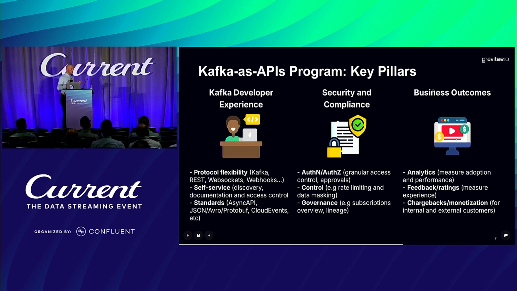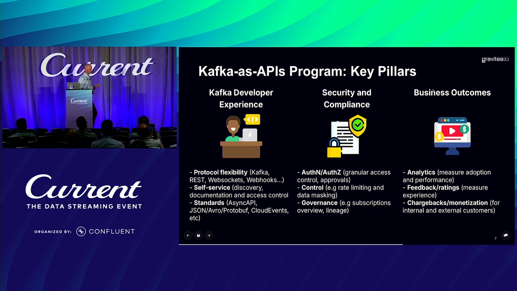So what are some key pillars, regardless of whether you expose this through APIs or natively with the Kafka protocol to your end user, customer and partner? What are some key pillars for building those programs out to actually drive business value? One of them is the Kafka developer experience.